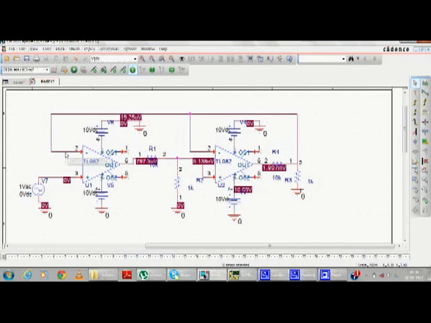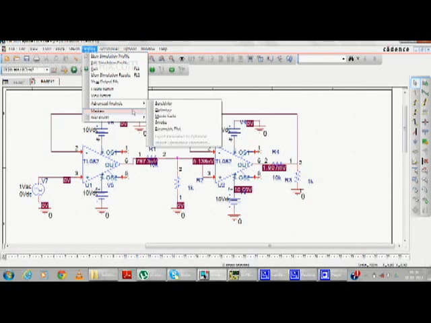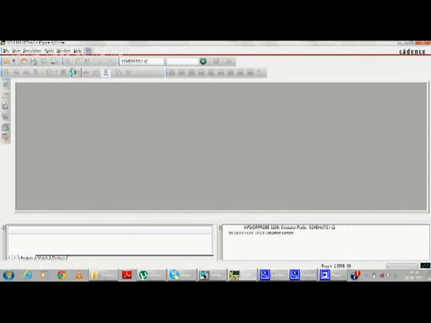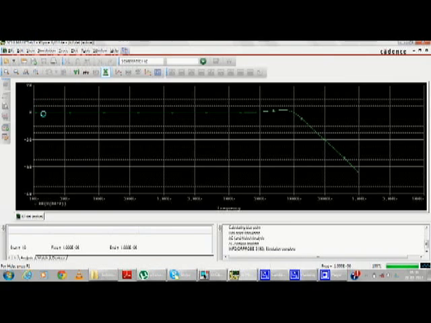This is the low pass filter circuit where we have used two op-amps to find out the phase response and the magnitude response of this low pass filter. To find the voltage magnitude response, we will be using a voltage marker which will be placed in the output. As we simulate this, we will be getting the magnitude response.